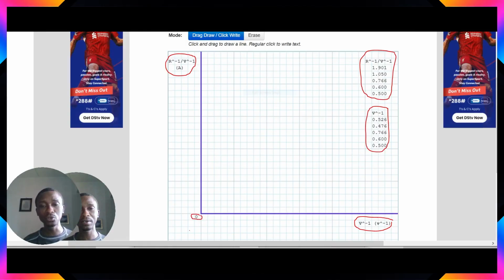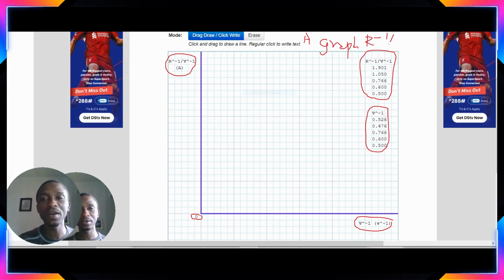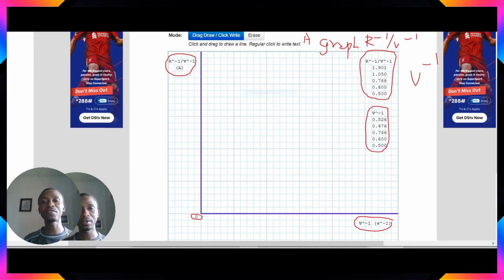So the next thing you need to do now is to put the scale and the title. The title is just: here is a graph of R inverse over V inverse along the vertical axis against V inverse on the horizontal axis. You can place your title like that: a graph of R inverse over V inverse on the vertical axis against V inverse on the horizontal axis respectively.